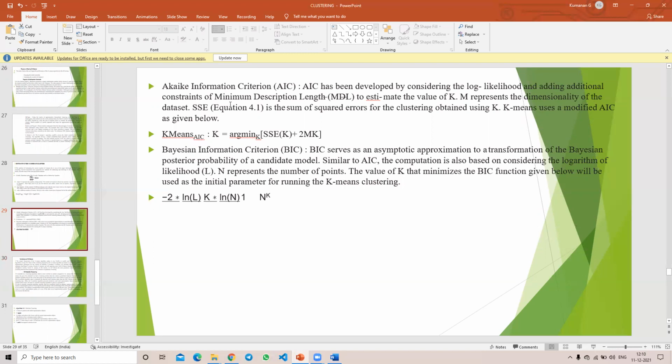There are other methods for estimating the number of clusters, but they are not so important for us. Let me read the names of those: Duda-Hart, Silhouette coefficient, Newman and Girvan, ISODATA. They are not so important, but these are the other methods for estimating the number of clusters.